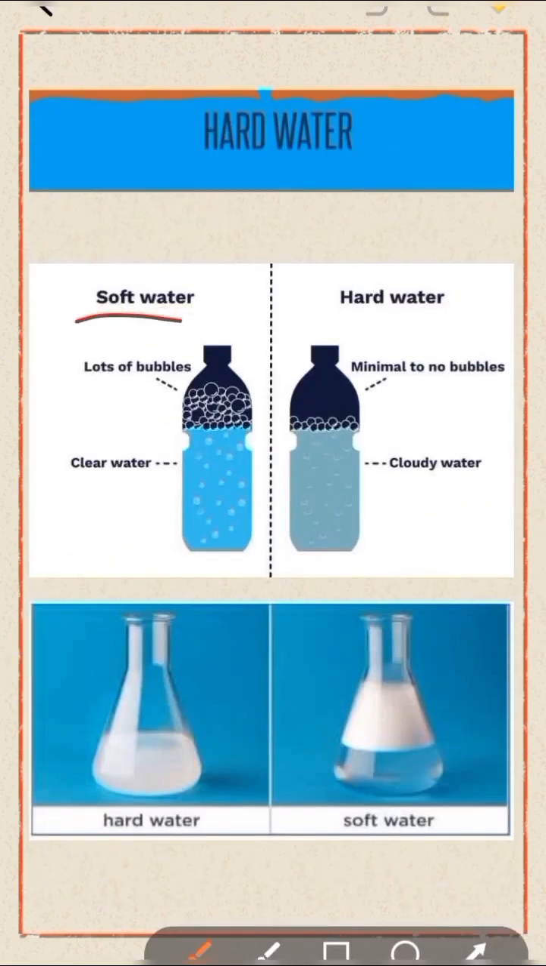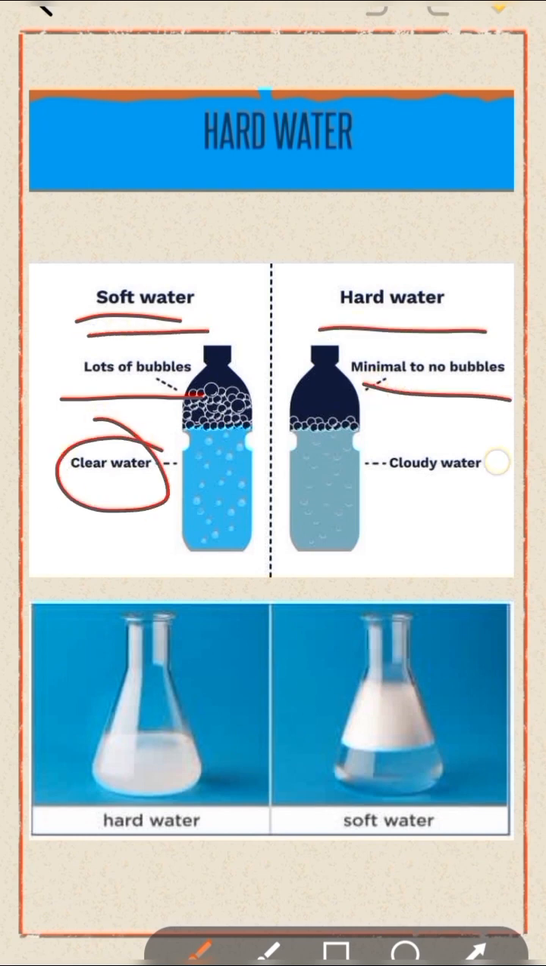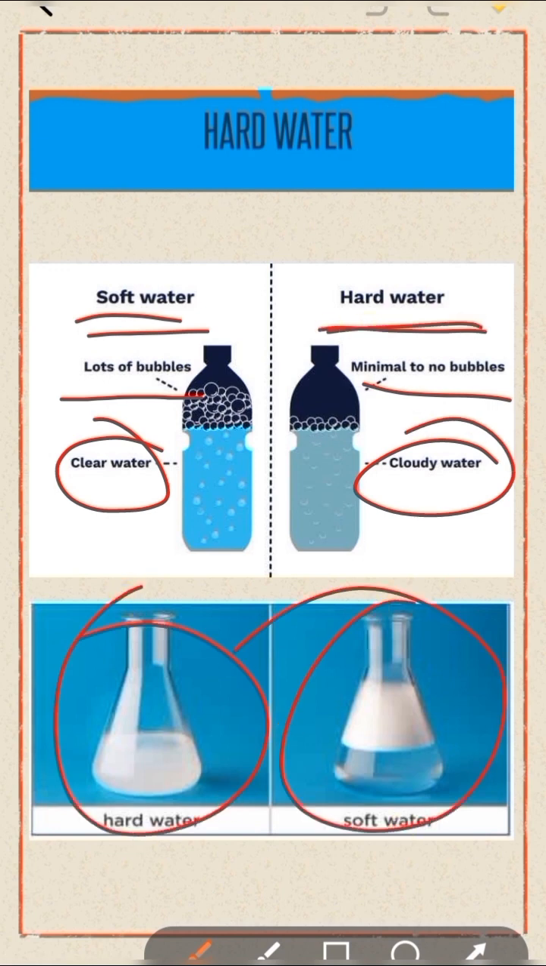Soft water has a lot of bubbles. Hard water creates minimum bubbles. Clean water, that is soft water. Cloudy water, that is hard water. Show the picture of hard water. Show the picture of soft water.